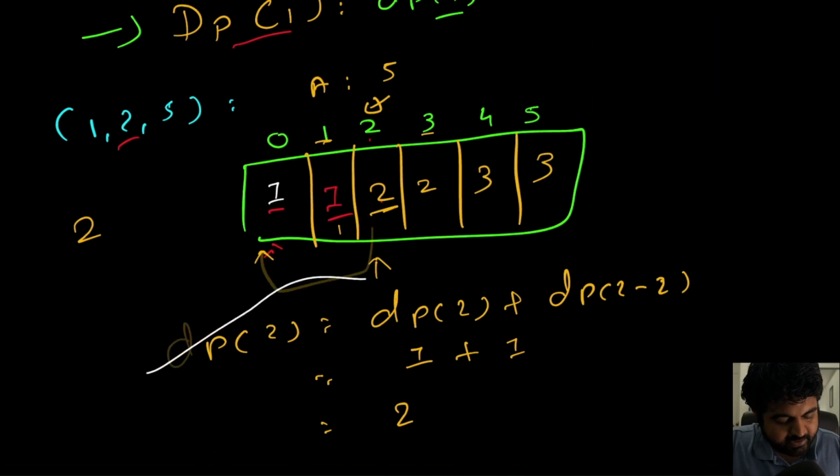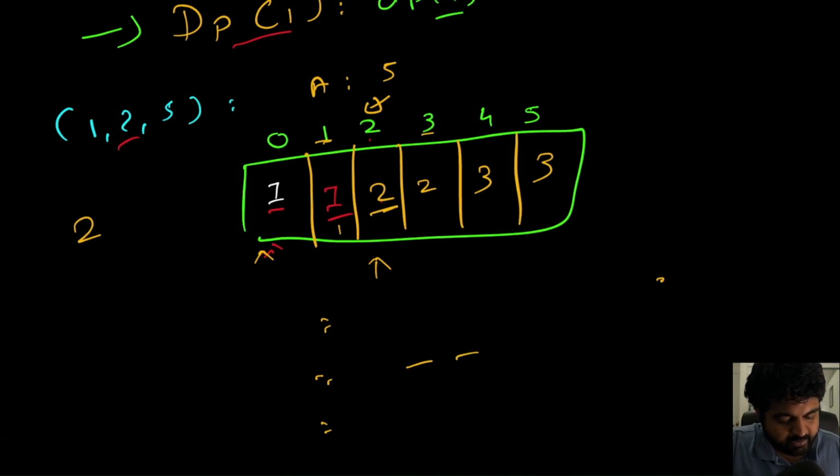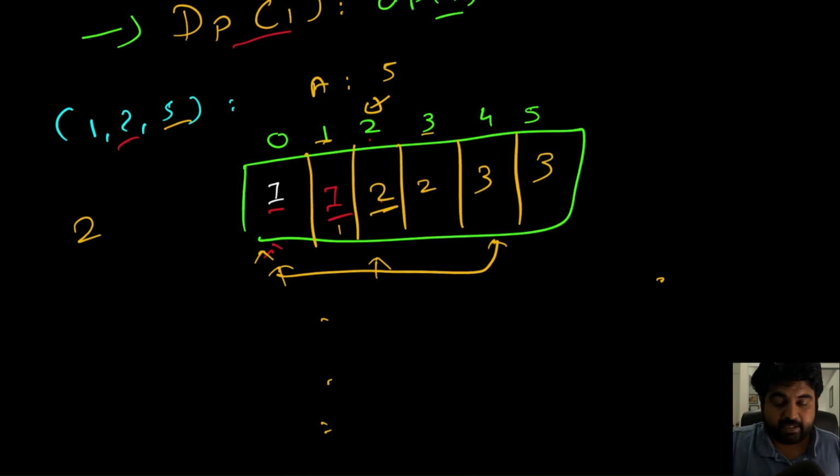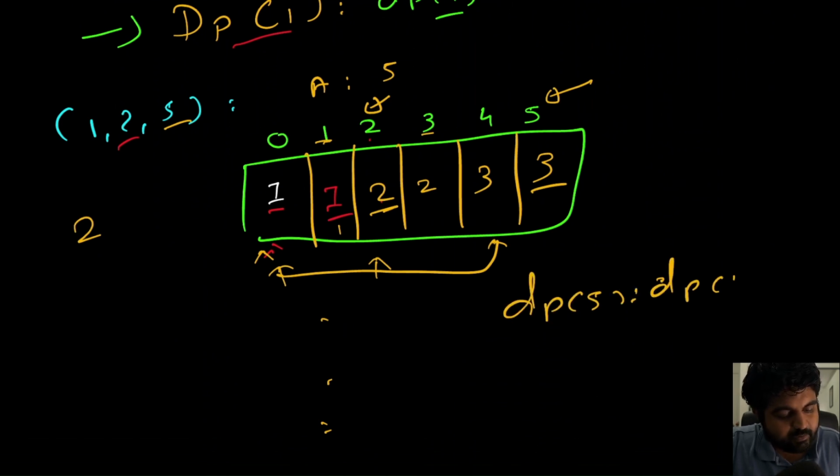Now we are bringing in the value number 5 into the equation. The value number 5 would not impact all of these results up until this point, because we cannot add 5 for anything, but we can add 5 for this value. So what is going to be the equation for dp of 5? This is going to be current dp of 5 plus dp of 5 minus the value of the current coin.